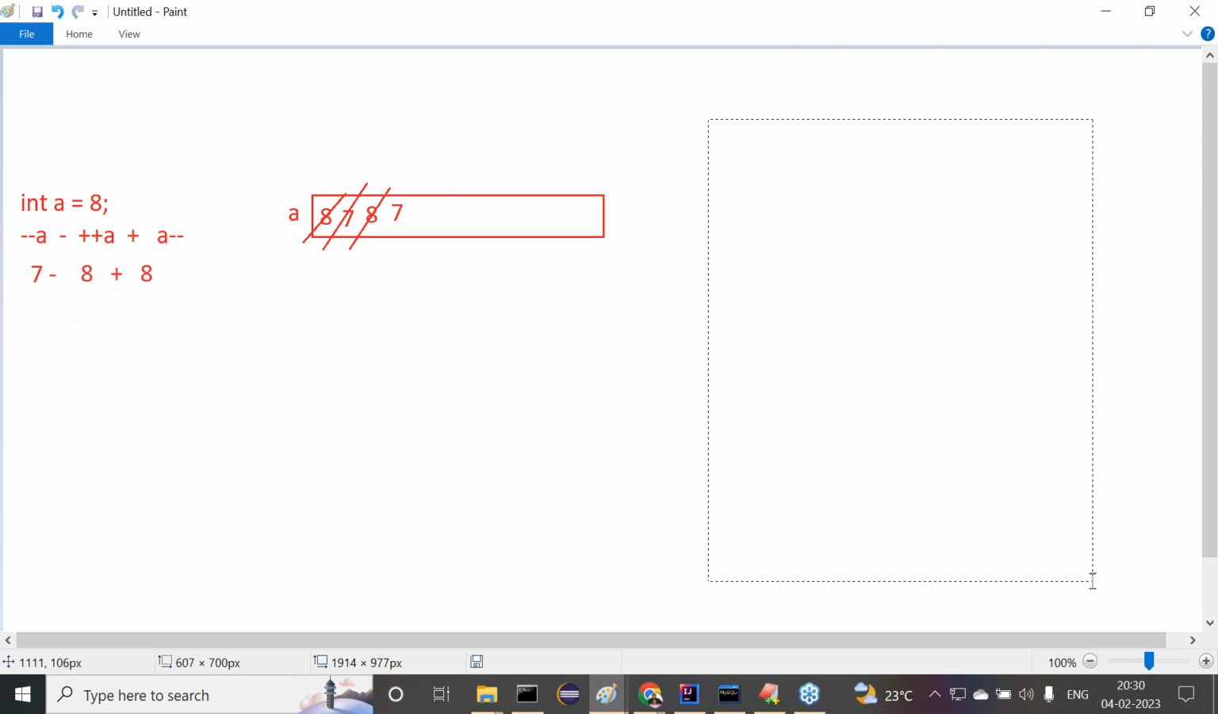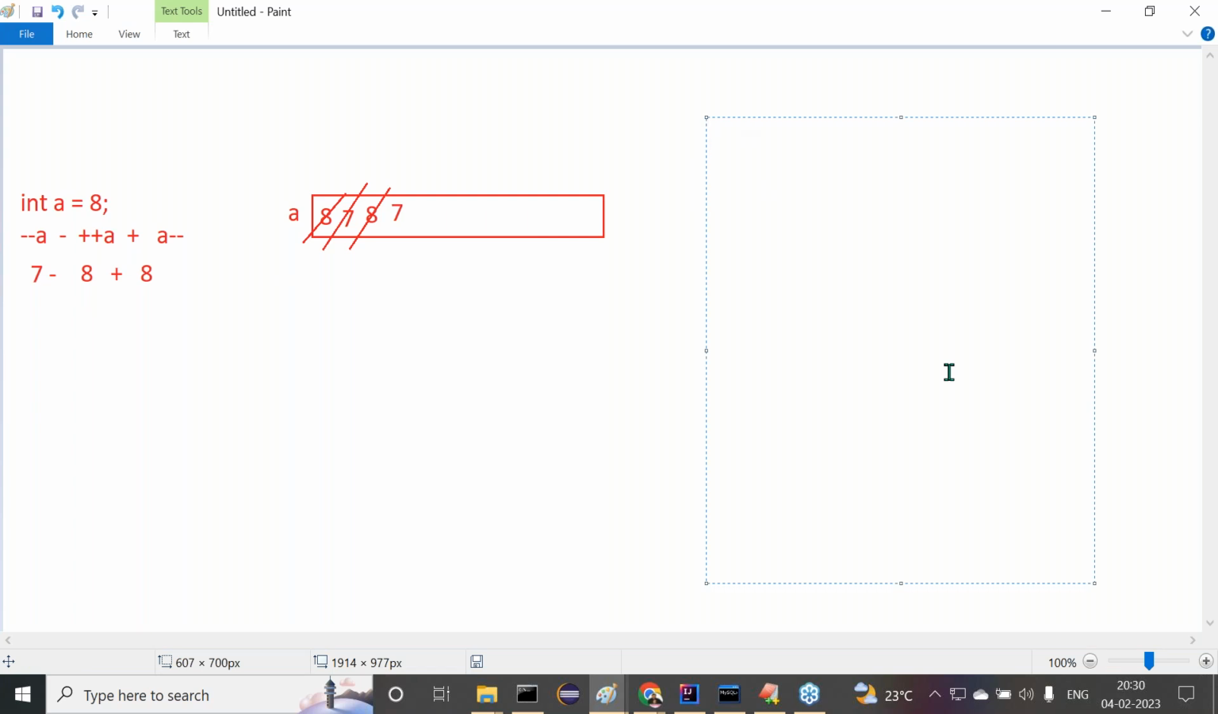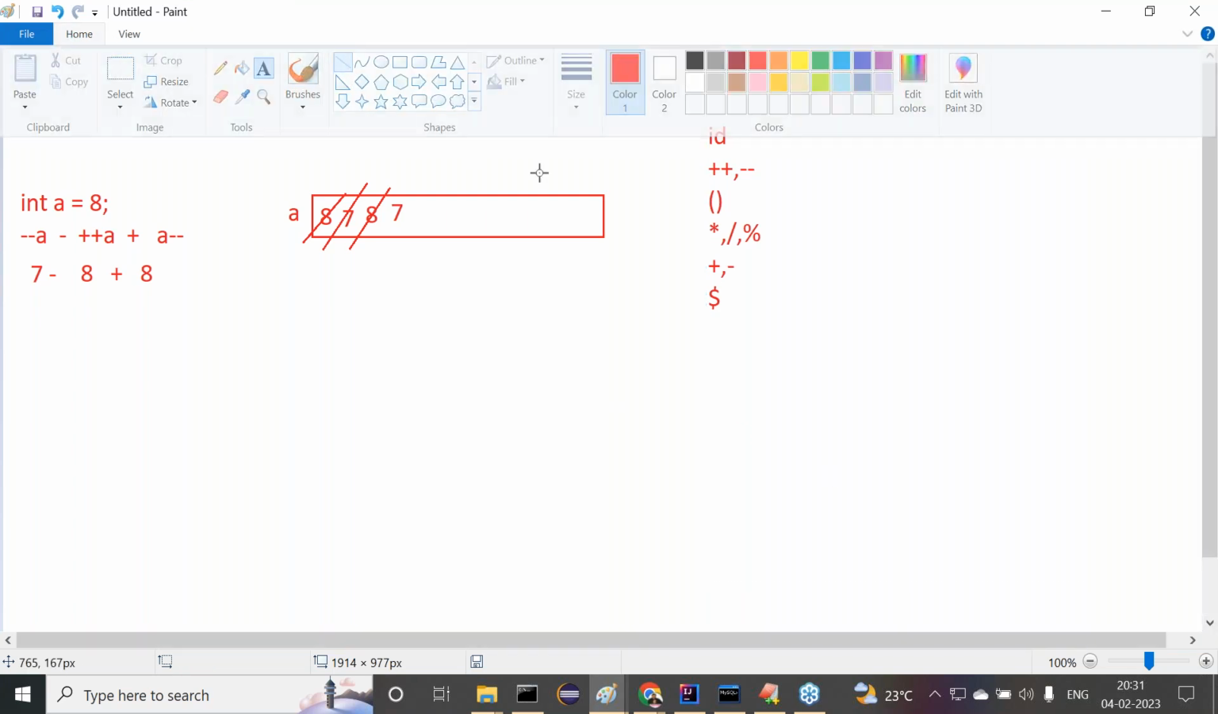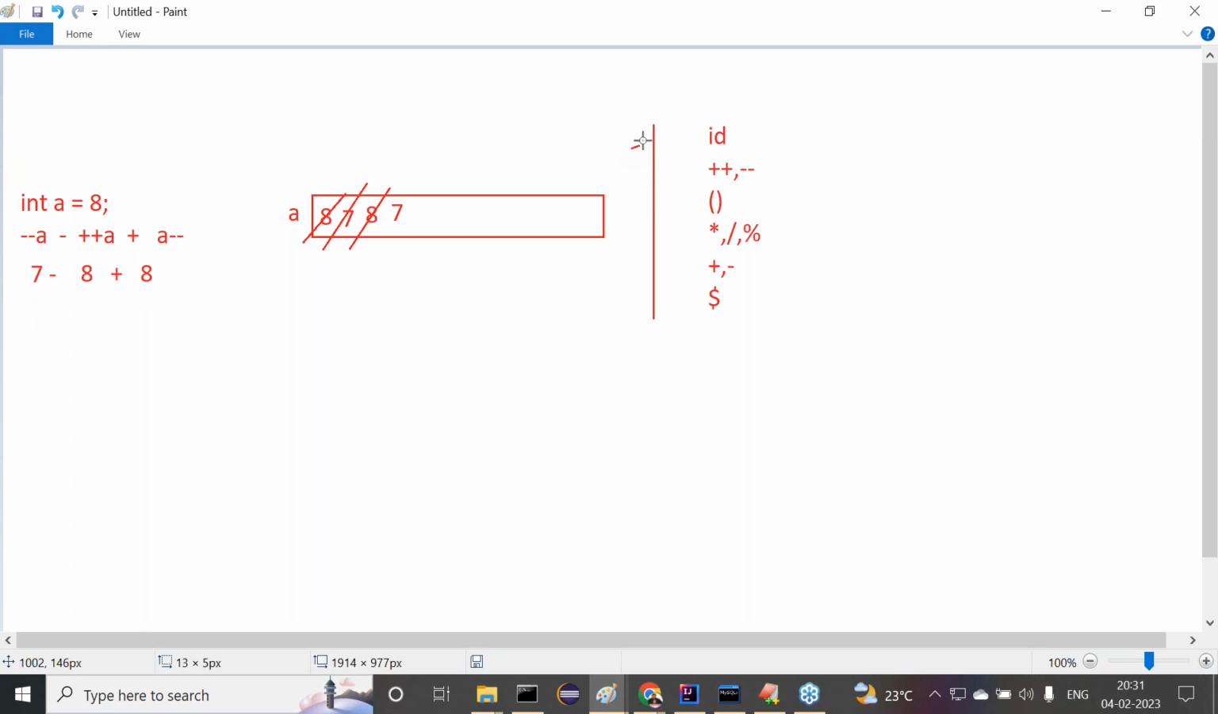Observe carefully, one point I am telling to you. Priorities will come into the picture whenever we have more than one operation. First of all, the ID will get the highest priority. Next one is a plus plus, minus minus will get the highest priority. Parenthesis will get the next priority. Next one is star, slash, percentage, which will get the next priority. Then after that, plus, minus we are getting the next priority. Something as dollar. Dollar is the last symbol in any expression. Internally, the compiler will keep dollar at the end of each and every expression. That's why dollar will get the least priority. So the priority is increasing order in this way. Highest priority operations will be performed first.